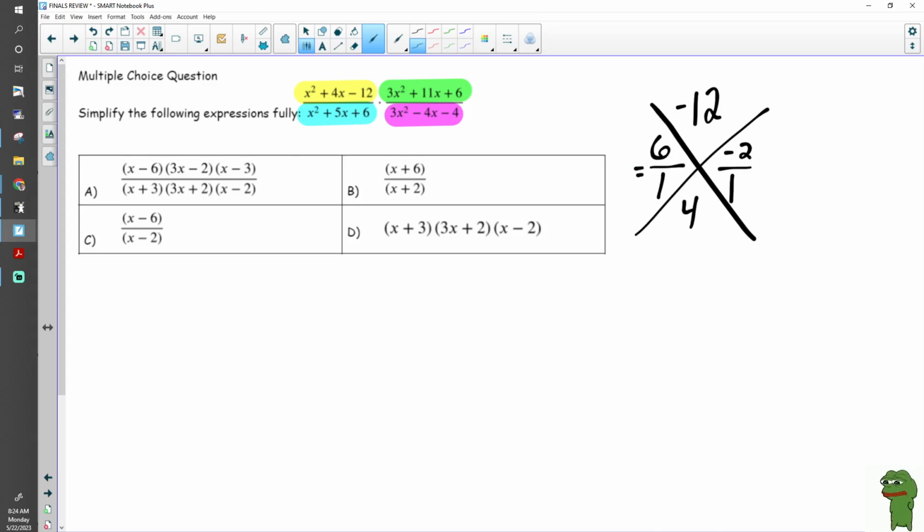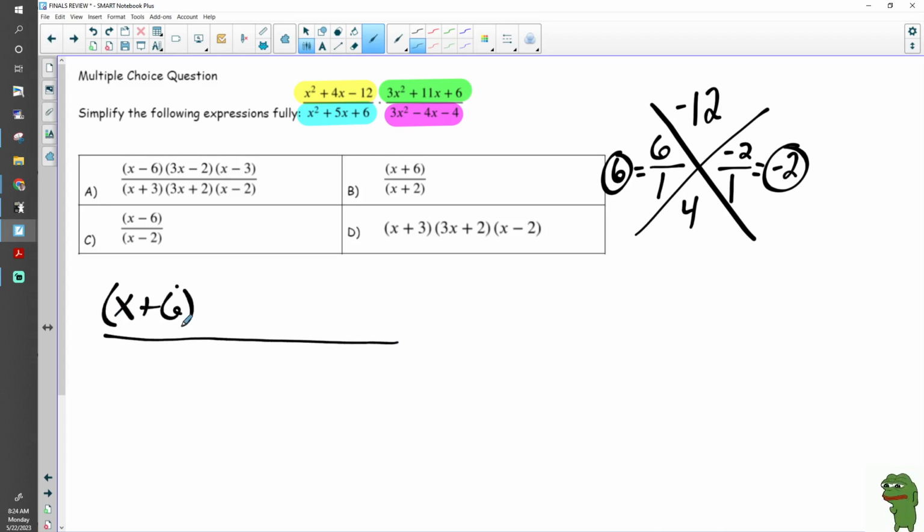When we simplify our fractions, we're just dividing by 1. So we have 6 and negative 2. These are going to become our factors. Because it's multiplication, we're going to multiply right across the top. So for my fraction, I need to put my 2 factors: x plus 6, x minus 2. They're both on the top because that yellow was on the top.